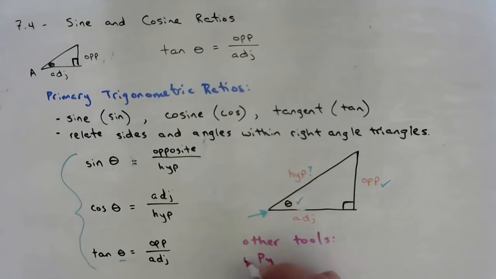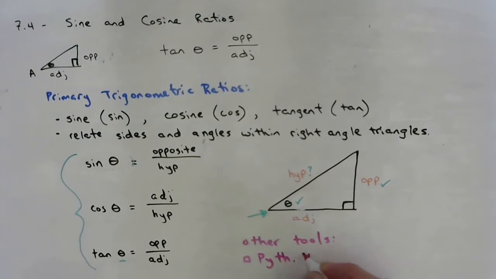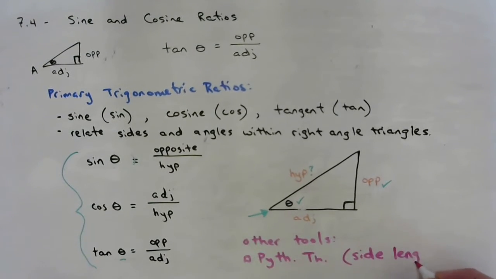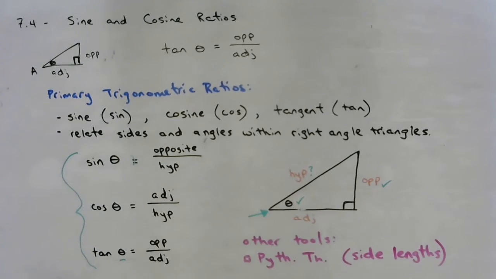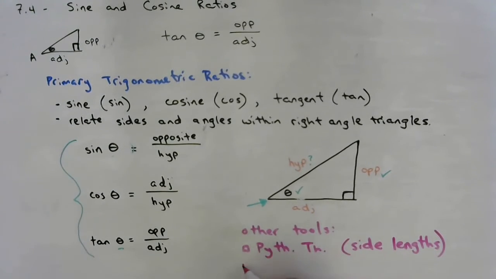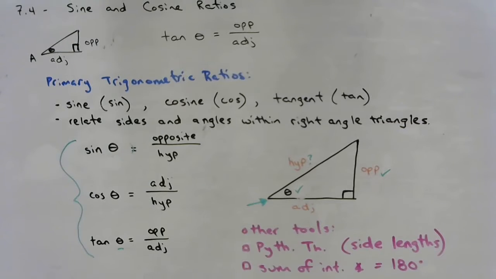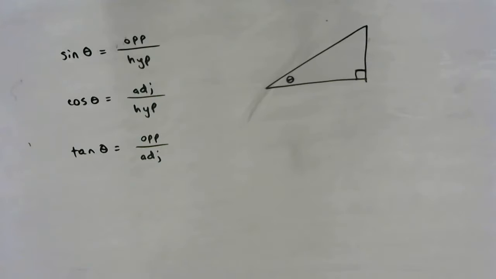We've got Pythagorean theorem. This is for side lengths. And we have the sum of interior angles. Sum of interior angles equals 180 degrees. Okay, so those are two tools you're going to keep with you as we move through all of these problems.